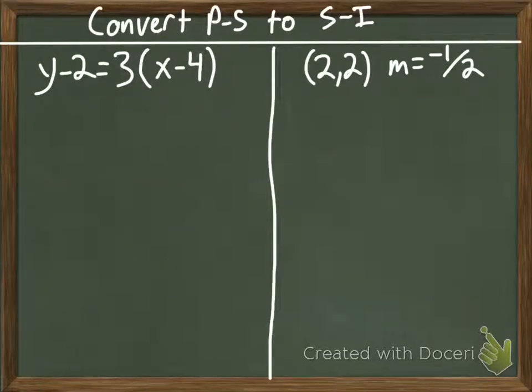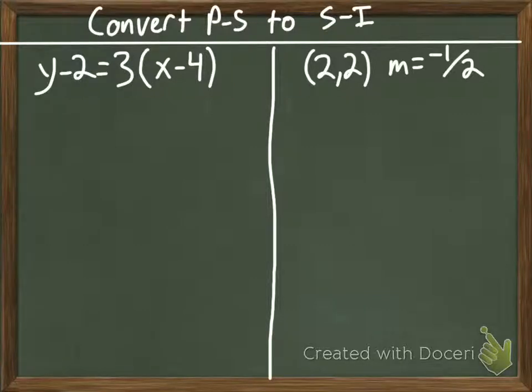Alright, now we're going to talk about converting from point slope form to slope intercept form. Because it's nice that we have it in point slope form, but we can't graph it, we don't know how to, unless it's in slope intercept. So if we want to graph these lines, we need to convert them. So on the left we have one that's already in point slope form, and on the right we have one that we have to set up.